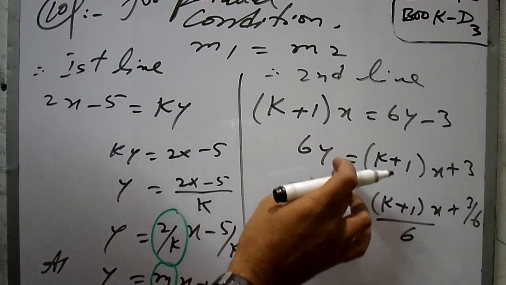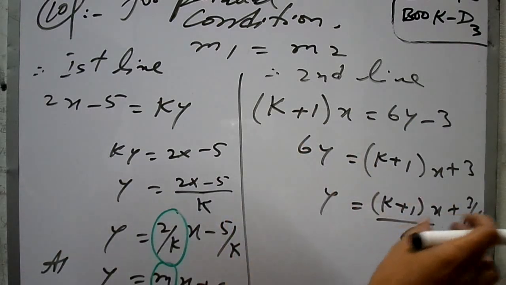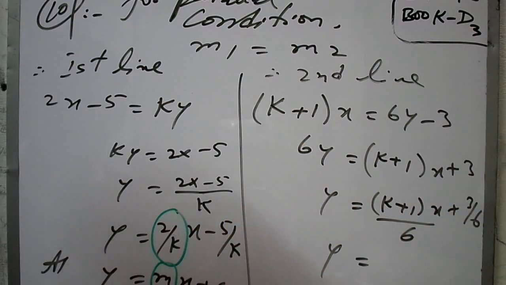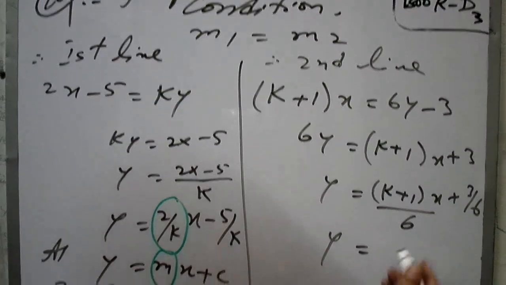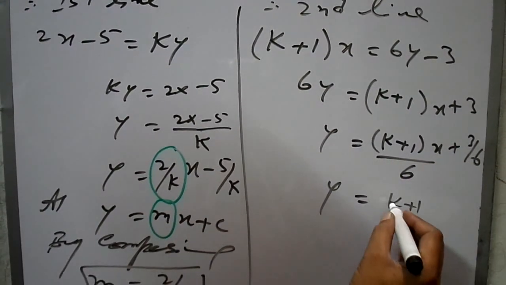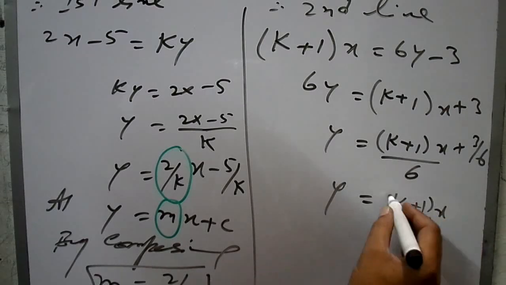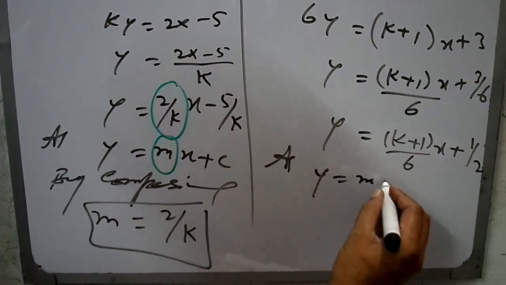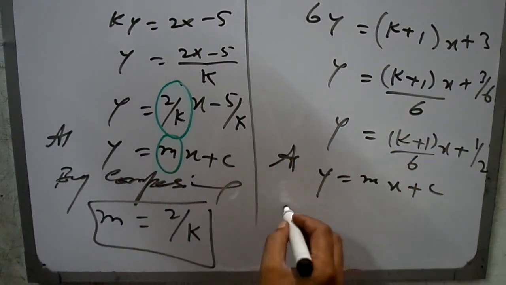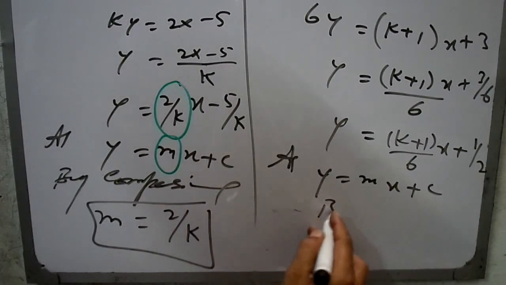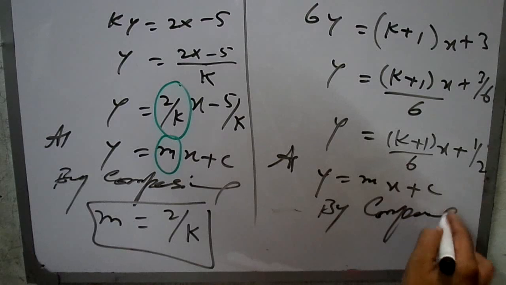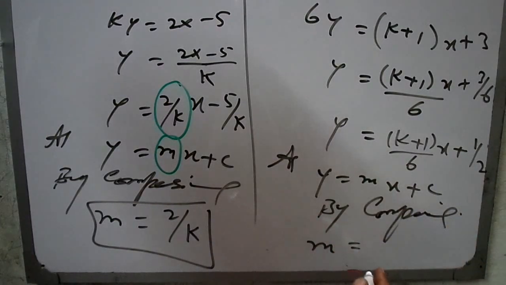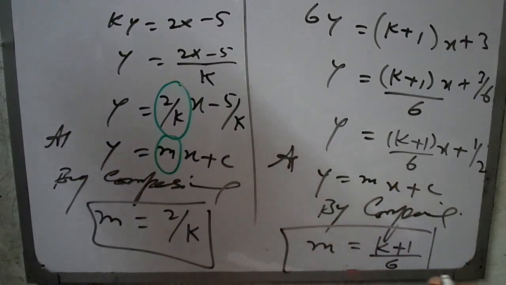We have to find the value of y, so 6 will be divided on both sides. I have done one step in my own mind, so that's why you can write it as this. Again, by the same kind of step, you have to compare it with the basic equation, that is y is equal to mx plus c. By comparing, you will get the value of m, that is k plus 1 divided by 6. So here is the result.